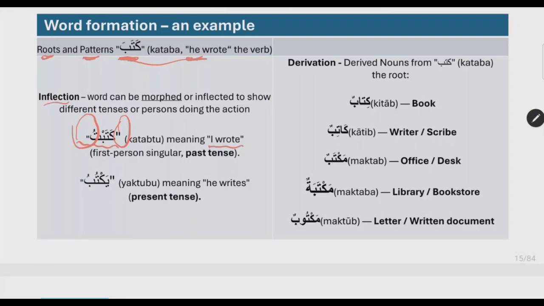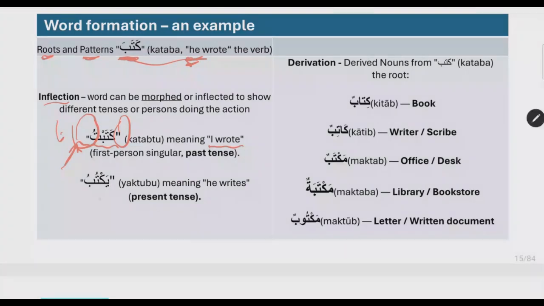We did some of the verb conjugations already in the past tense. We said, if you want to say we wrote, it will be katabna. If it is just he wrote, it's kataba. She wrote will be katabat. So in the past tense, we're just changing things at the end. All the suffixes change to give you the past tense verb in the inflected ways, or ways in which they are changed or morphed.